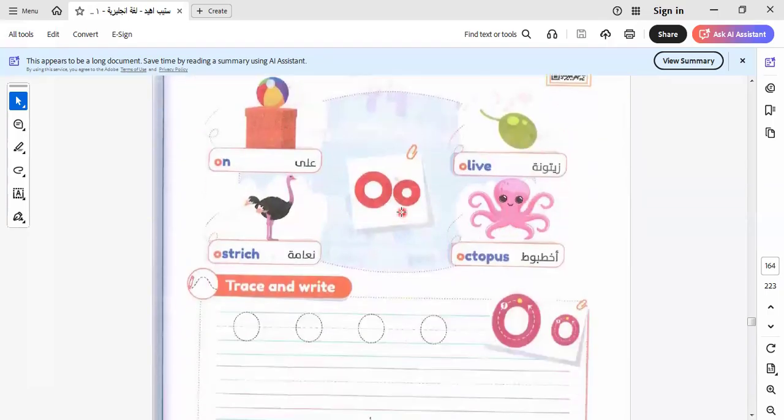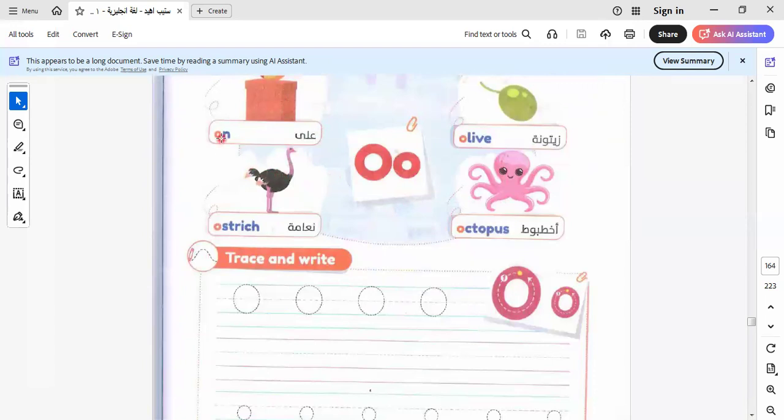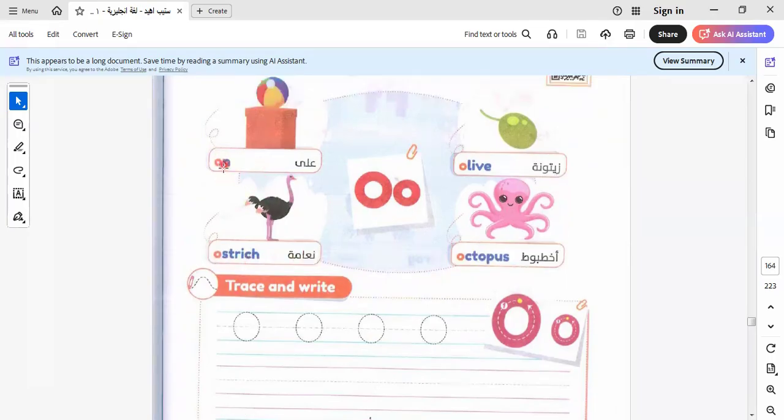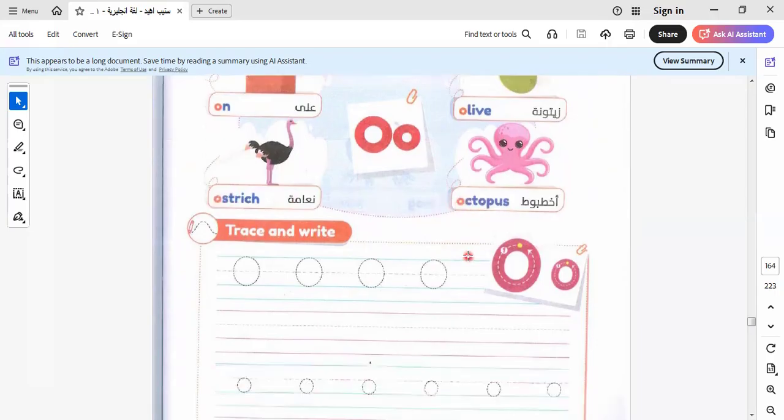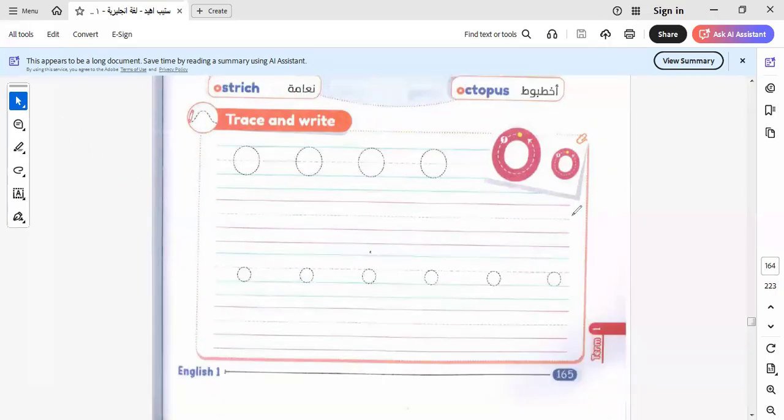Let's know the words related to this letter. Here it will be on, olive, octopus, ostrich. I will repeat, and repeat after me. On, olive, ostrich, octopus. Here we have capital O and small o.